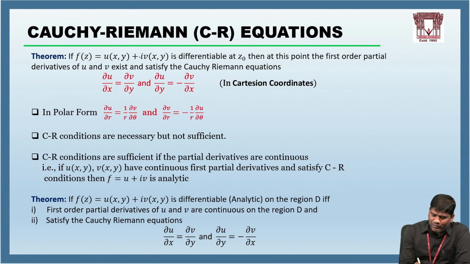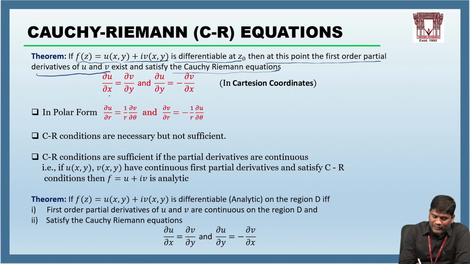Here we have the statement of the Cauchy-Riemann equations. A function f of z equal to u of x comma y plus i times v of x comma y is differentiable at the point z0. Then at this point the first order partial derivatives of u and v, that means the real and imaginary parts of the function, exist and satisfy the Cauchy-Riemann equations.